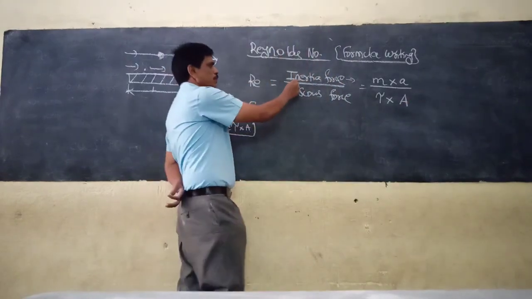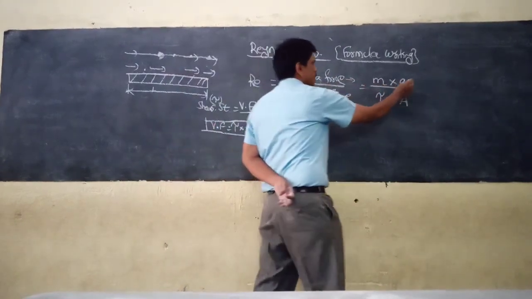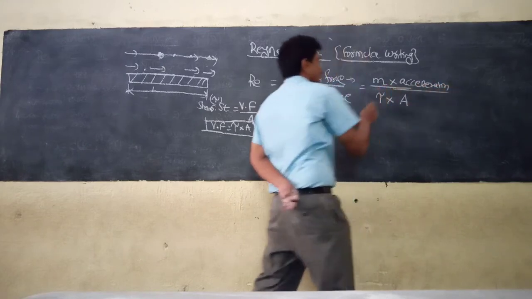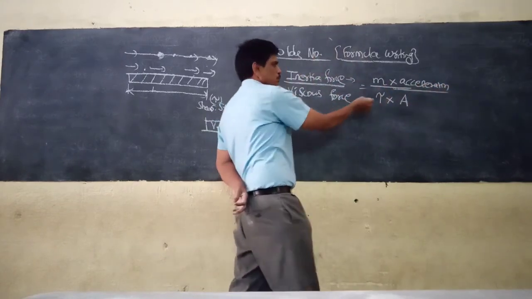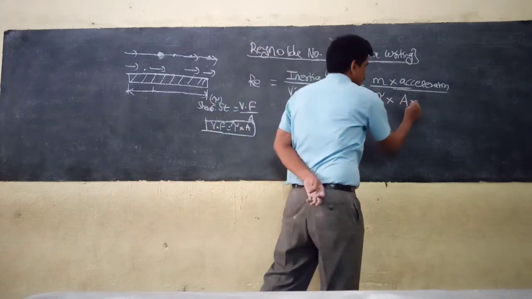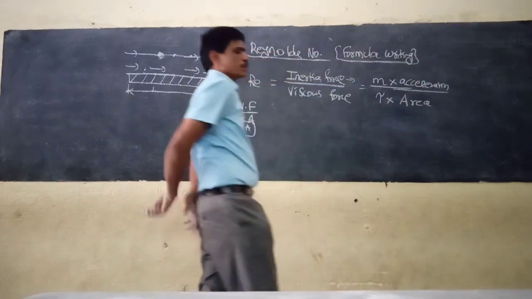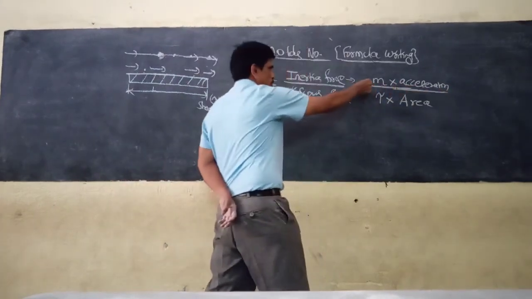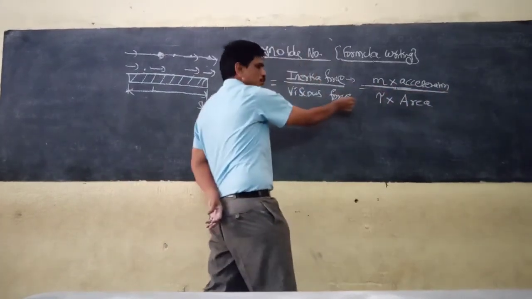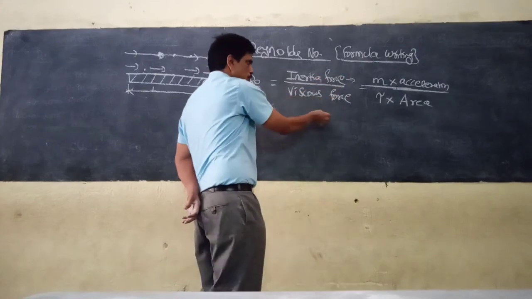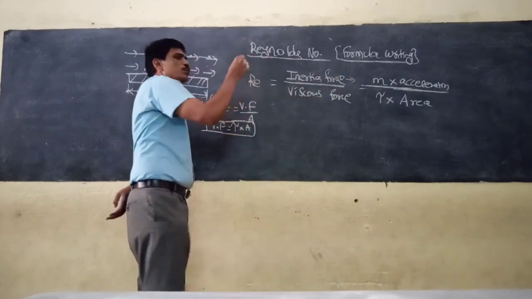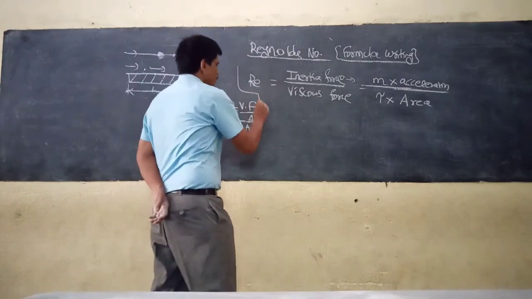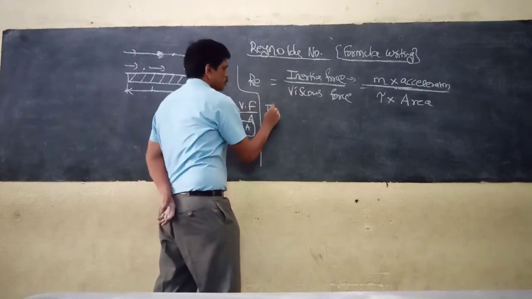So in the numerator, inertia force, mass into acceleration. In the denominator, viscous force, that is the shear stress into the area, that is the surface area. If you are able to find the inertia force and the viscous force and substitute in this relation, you can get the formula for the Reynolds number. So first, we will discuss what is meant by inertia force.